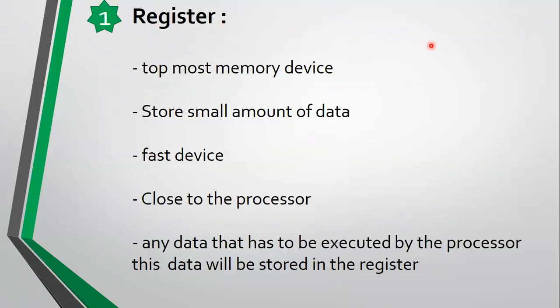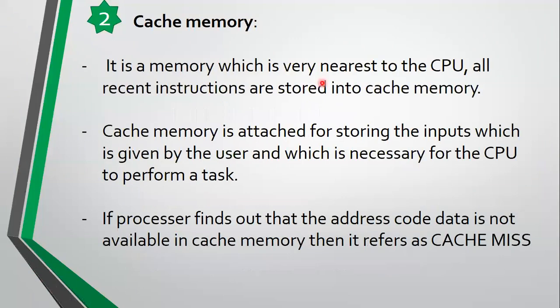It is the topmost memory device. It's close to the processor, fast, and small. Any data that needs to be executed later on by the processor will have to be stored in the register. Let's talk about the cache, which is the nearest to the CPU.